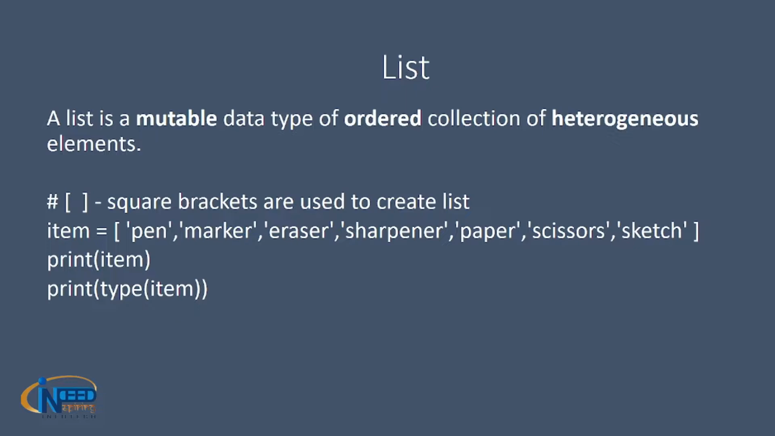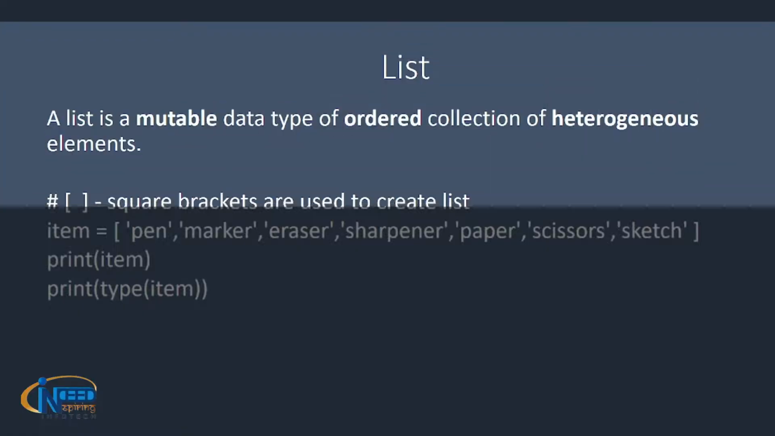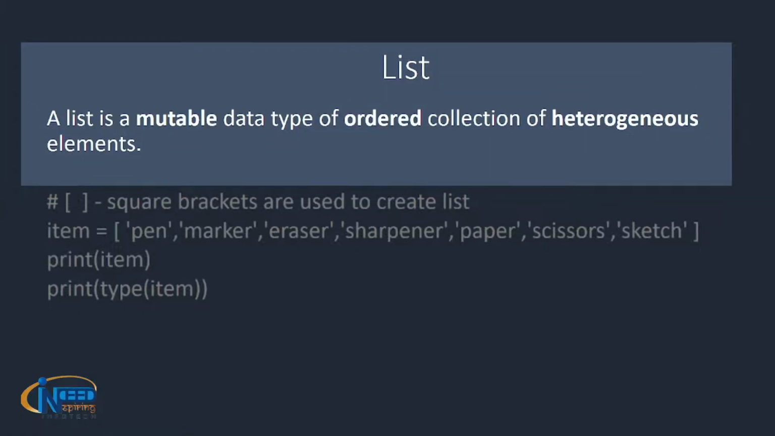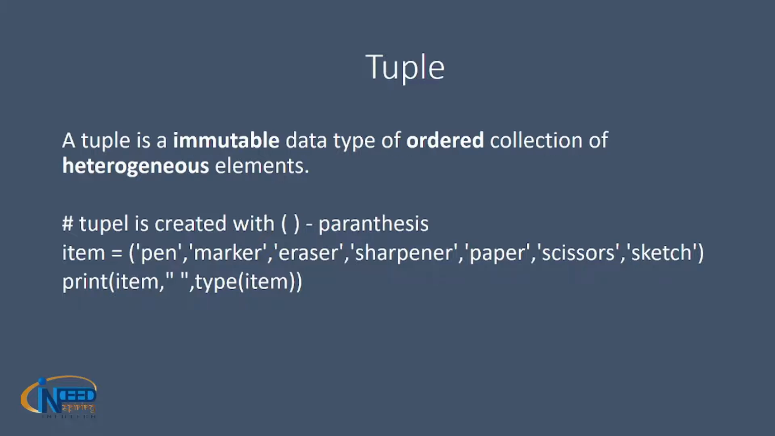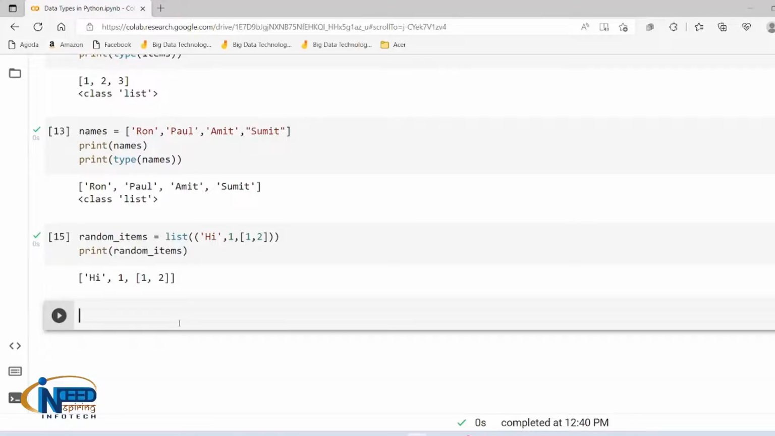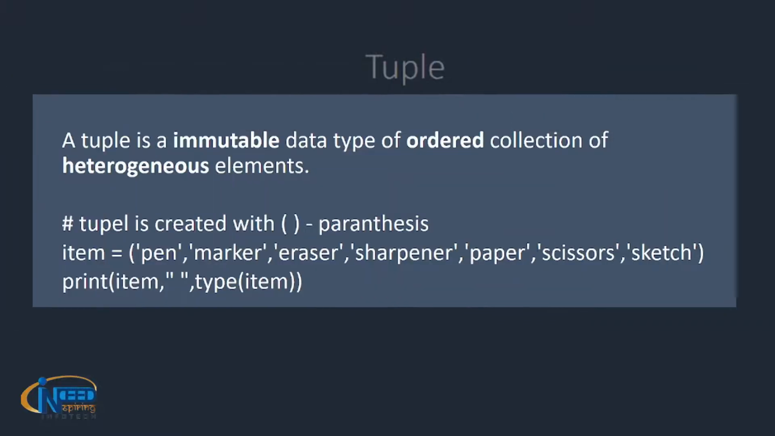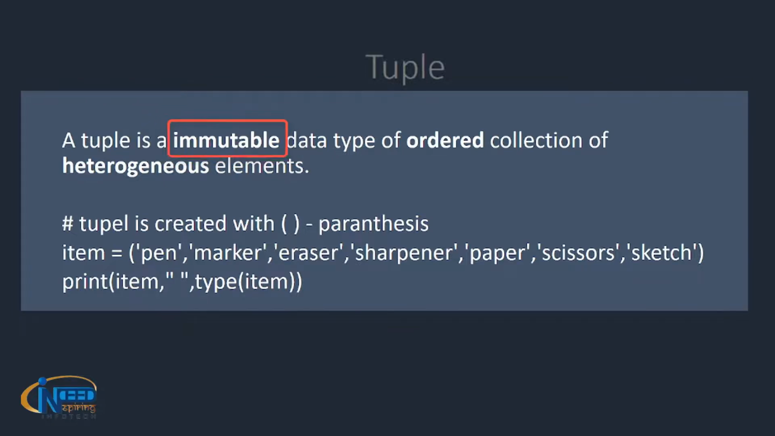So this was about list. Later on we will be discussing in depth all the functions about list. So list is mutable. That means list can be modified or changed. It is an ordered collection of heterogeneous elements. Now, like list, we have something called a tuple. This is another data type. In case of tuple, the only difference is it is immutable. And because it is immutable, it loses out a lot of functionalities which list is having. That comparison and difference we'll discuss in upcoming sessions.